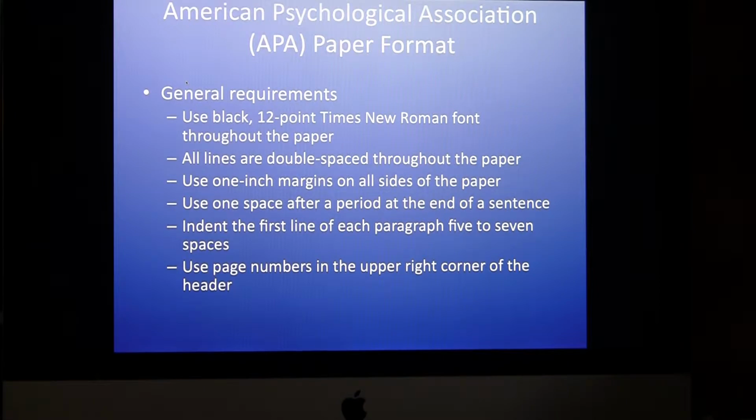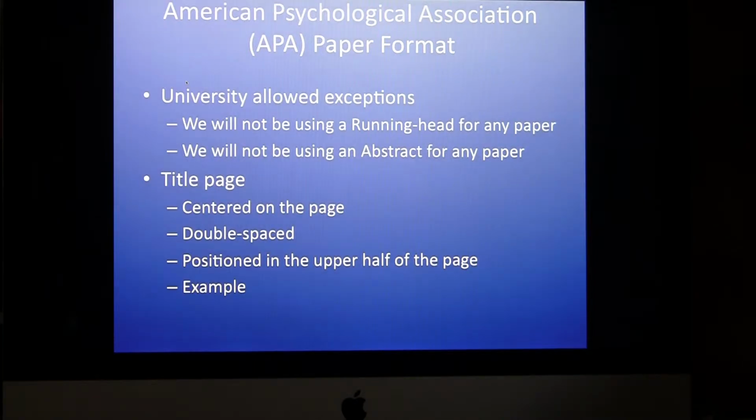Indent the first line of the paragraph 5 to 7 spaces, and this is easiest done by hitting the tab button. It'll take you directly to about 5 to 7 spaces. And also please use page numbers in the upper right corner of the header for each page of the paper. As I stated in a previous video, the university does allow some exemptions to this format, and so again, we will not be using a running head, and we will not be using an abstract for any paper for this course. Now then, let's begin with the title page.